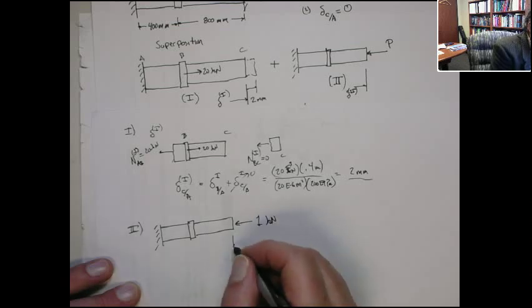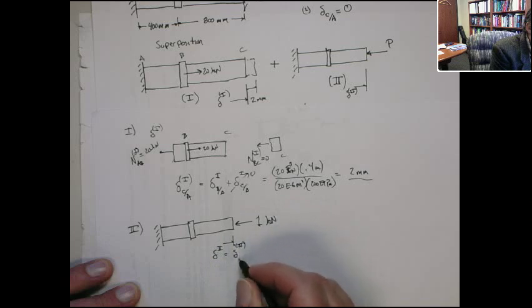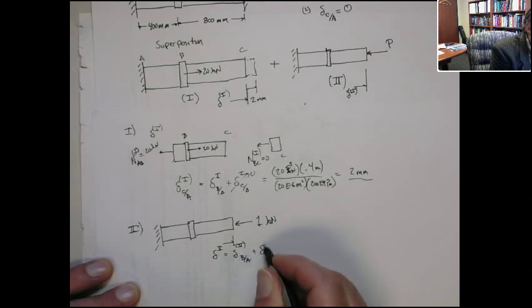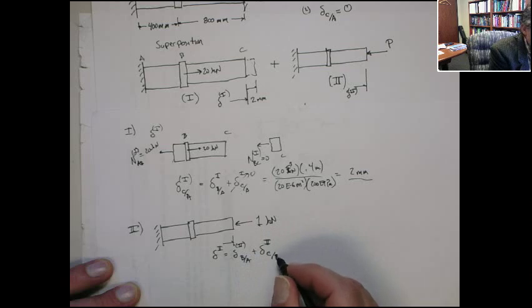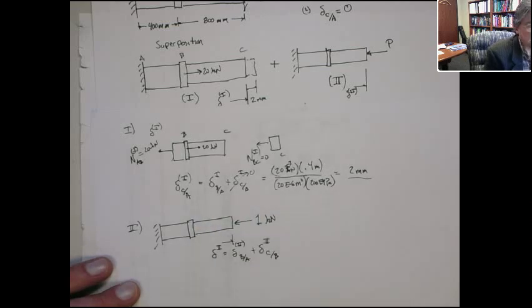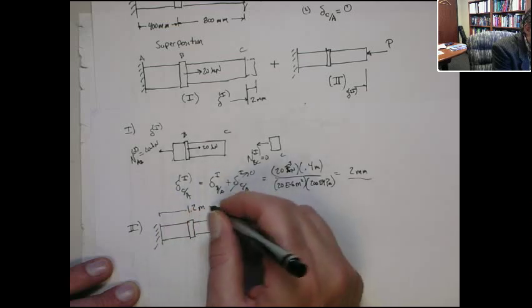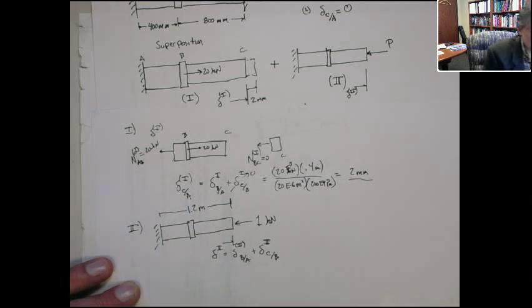So now we need to figure out the elongation here, delta 2, of B relative to A, and delta 2 of C relative to B. Now in this case, the internal reaction force is the same in both of these. It's 1 kilonewton in compression. So basically this behaves as if it were just one rod, same cross-sectional area, but a length of 1.2 meters. It's just a single rod.